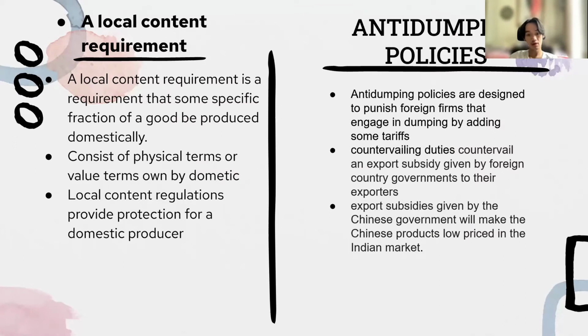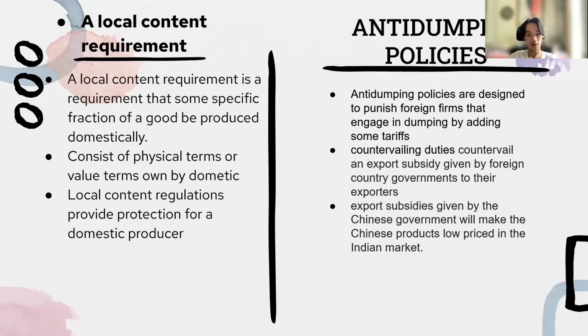The next one is the local content requirement. The definition is a requirement that some specific fraction of a good be produced domestically, expressed in physical terms or value terms. Local content regulation provides protection for domestic producers.